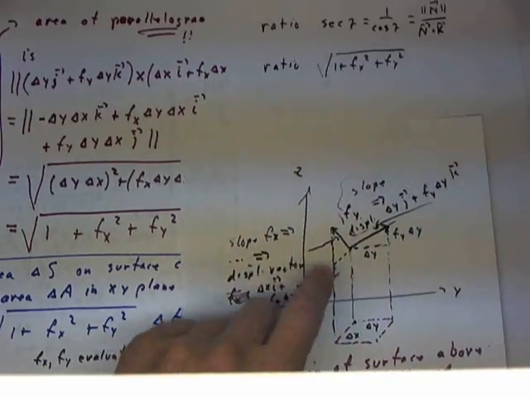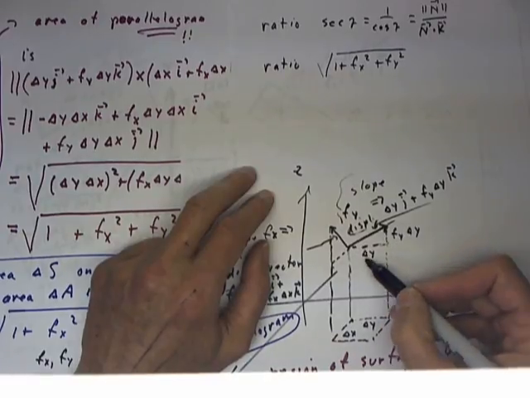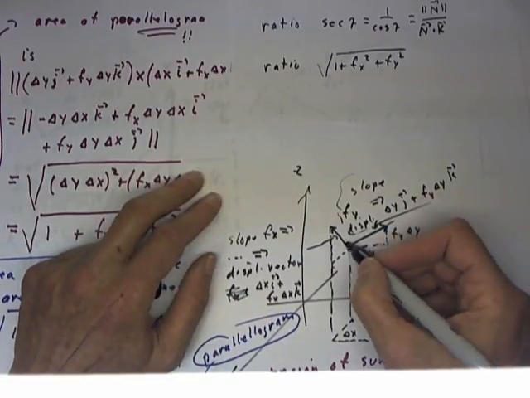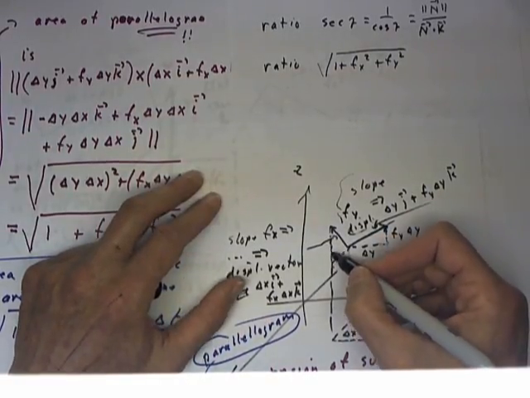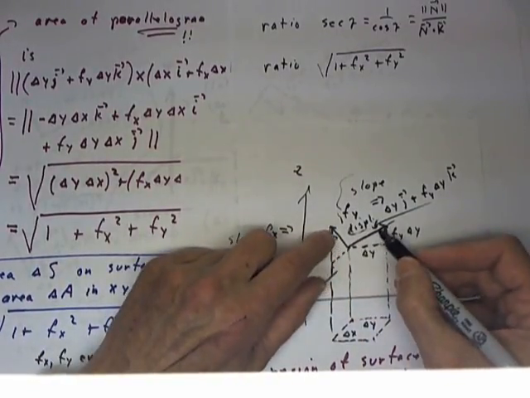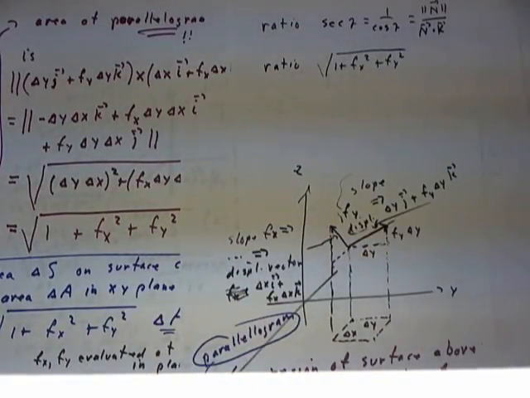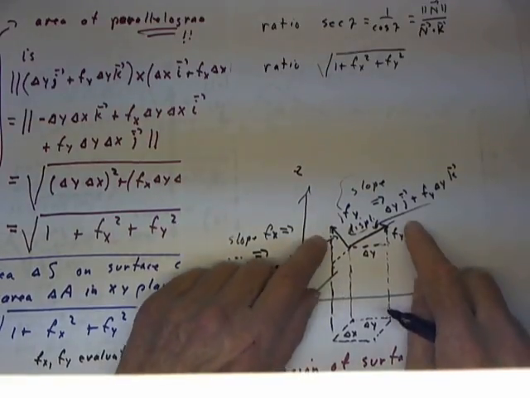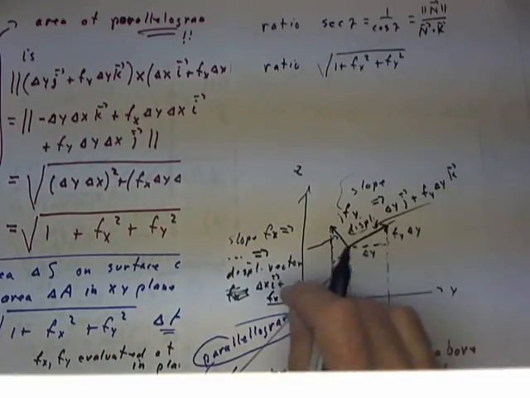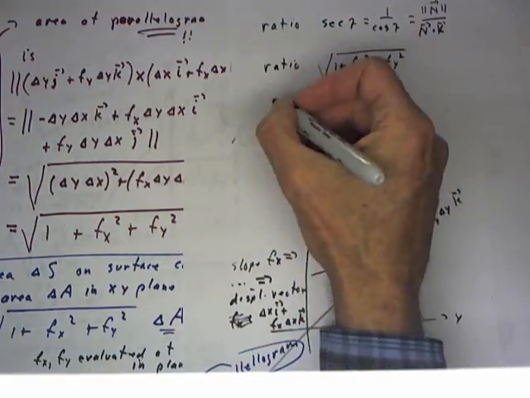Let's take another quick look at this picture. We see that the vector fy delta y j plus fy delta y k and the vector fx delta x i plus fx delta x k are both in the plane perpendicular to the surface at this point. So their cross product must be normal to the surface. Now I'm not going to include the delta x and the delta y in the vectors of which I'll take the cross product.